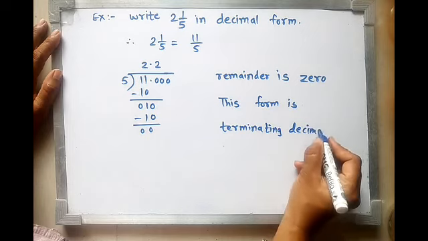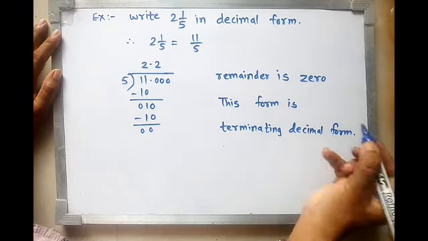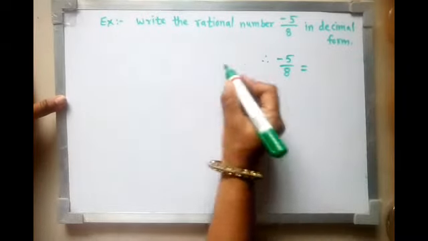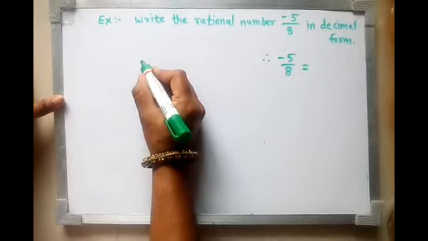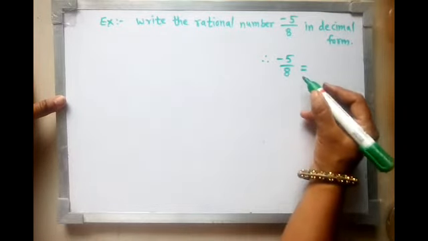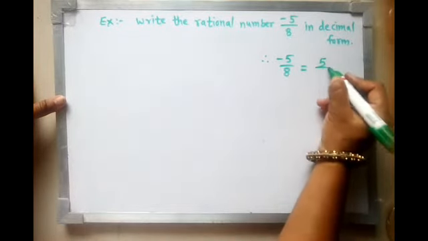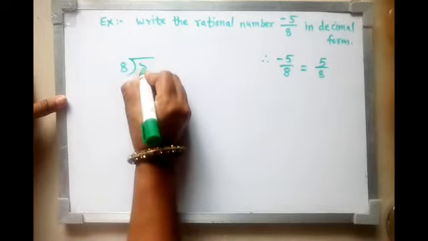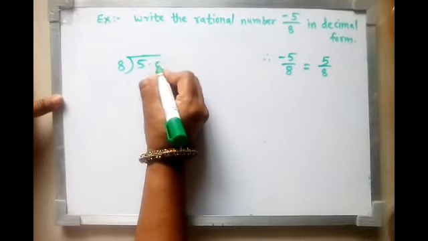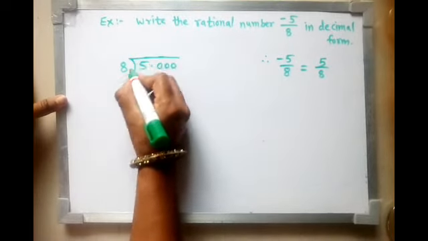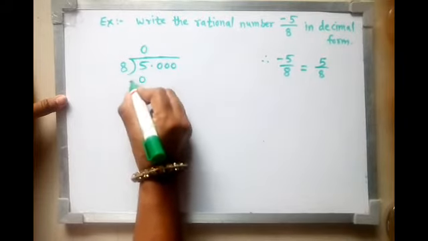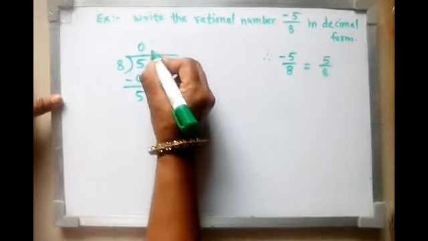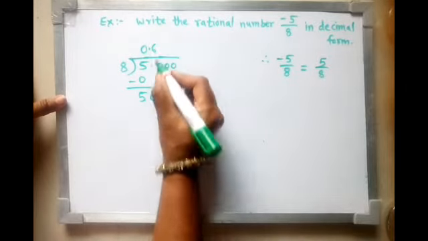Next example is write the rational number minus 5 upon 8 in decimal form. Here, when the rational fraction has a minus sign, we ignore the minus symbol and write the sign in the answer after division. 5 divided by 8, 5.000. 5 is not in the table of 8, so we divide by 0. Write down 0 after 5.